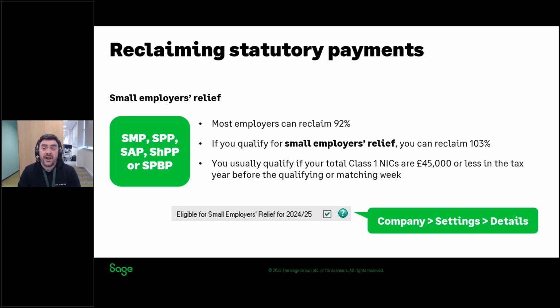You'd usually qualify for small employers relief if your total Class 1 national insurance contributions were £45,000 or less in the tax year prior to the qualifying or matching week. And there's a setting in Sage 50 Payroll that you must select if you qualify for small employers relief so that the correct amount is calculated on the reclaim. So we're going to take a look at that first, because this is something that you would set up before you process the statutory payment.